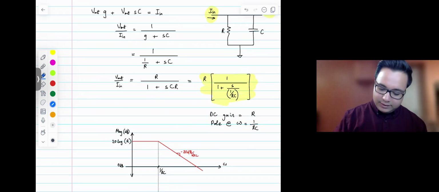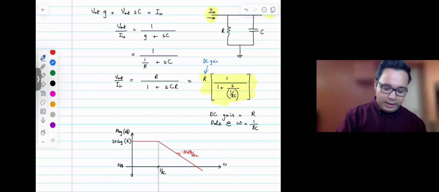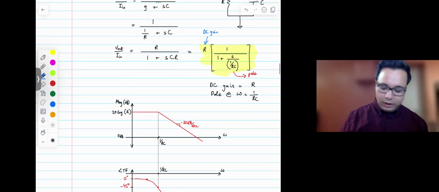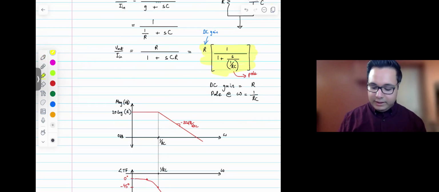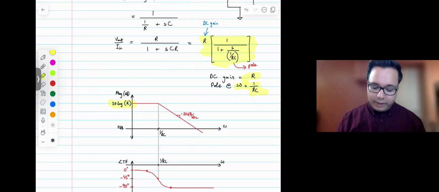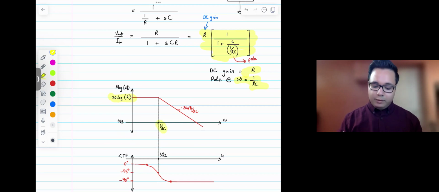And so what that means is, for example, this R is the DC gain, right? And then looking at this transfer function, there's no 0, and the pole is at 1 over RC. So that's what I've mentioned over here. DC gain is R, and the pole is at omega of 1 over RC. So the DC gain is 20 log of R, by the way, and at 1 over RC we will see a pole, and then the gain will start dropping by 20 dB per decade.